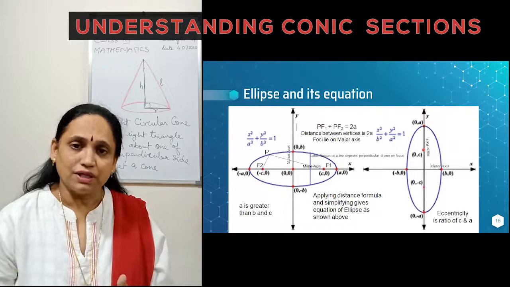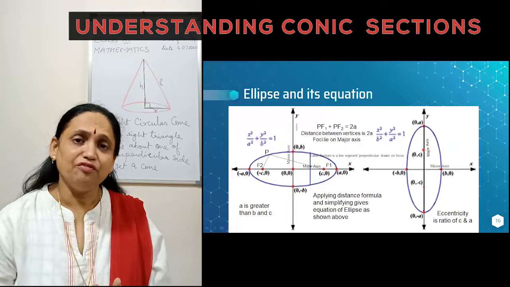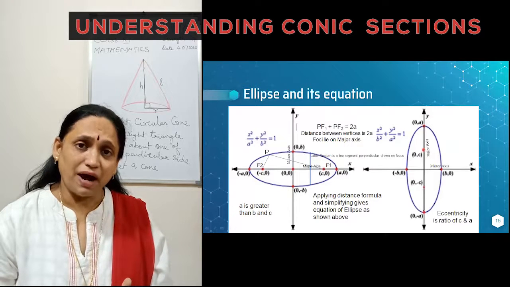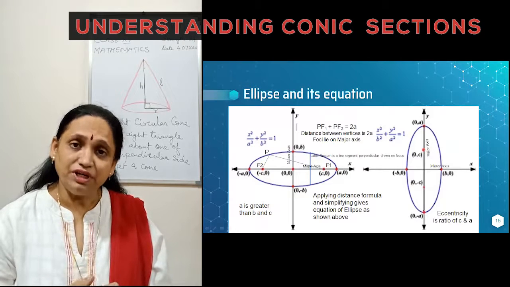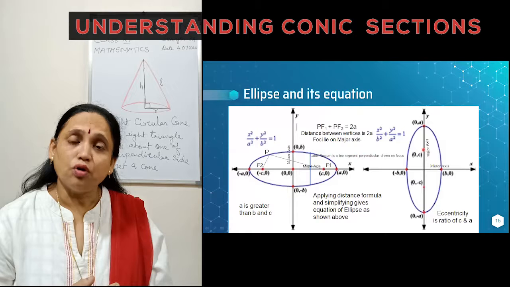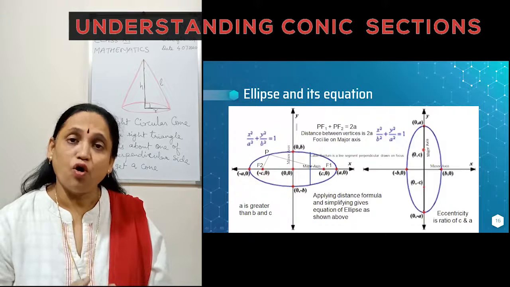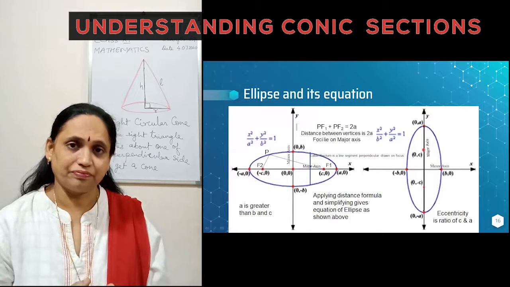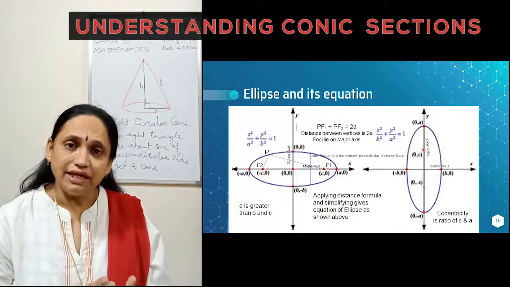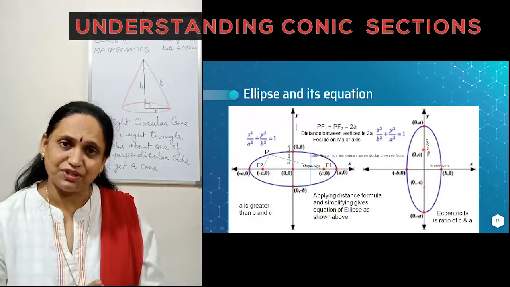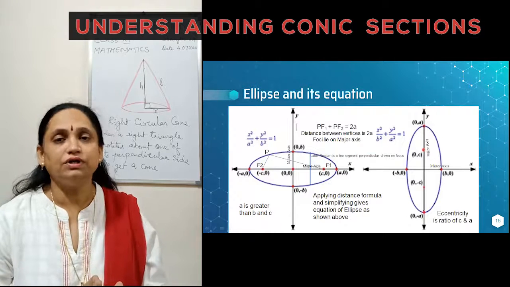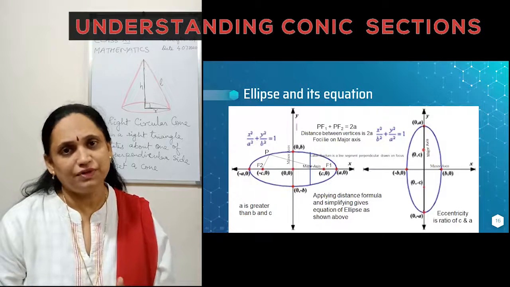Now, the next one is the latus rectum. We have another part of the ellipse which is called the latus rectum, and this means it is a perpendicular drawn at the focus on the major axis. So the latus rectum is the length of the line segment that is perpendicular to the major axis, drawn at the focus.